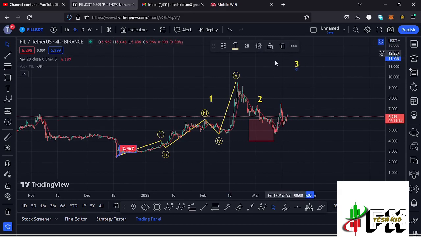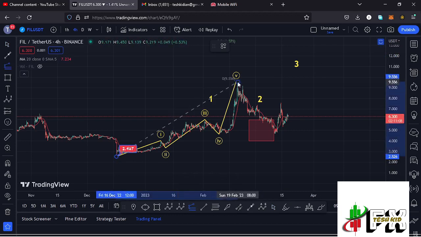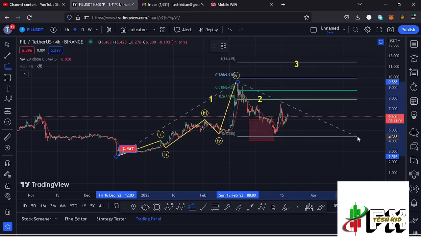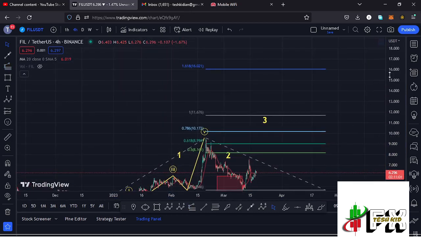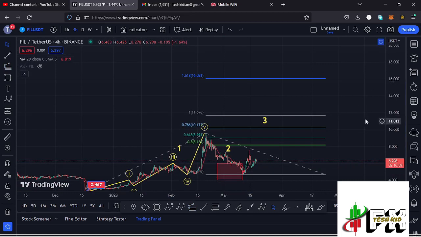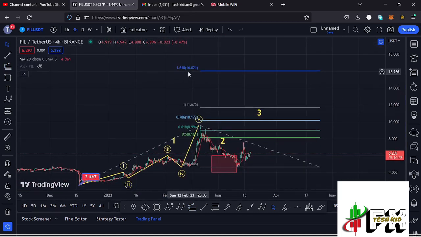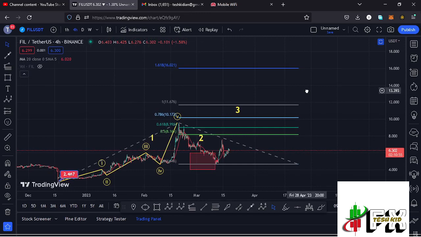Allow me to continue with the video by first sketching out a target area to the upper side in the formation of this wave 3 by connecting the trend-based Fibonacci from the low of the first wave to the high of that wave 1, then dragging the Fibs to the low of the second wave, and that gives me a minimum target area to the upside in the formation of that wave 3 at the Fib level 1.618, and that is at around the $16.021 mark, and that is the minimum that I'm expecting that wave 3 to the upper side to do.